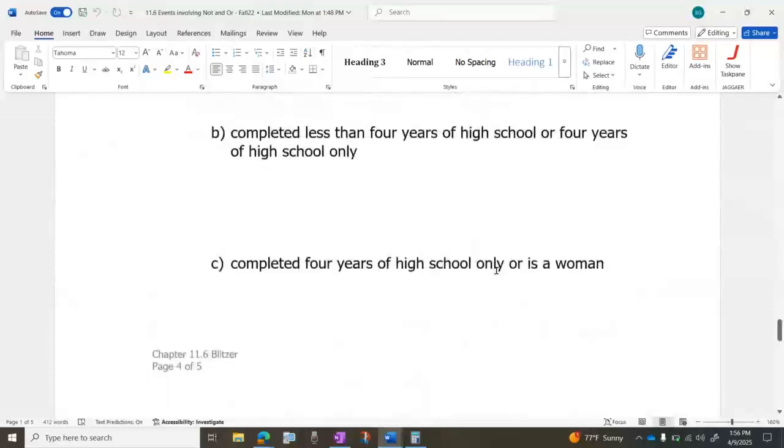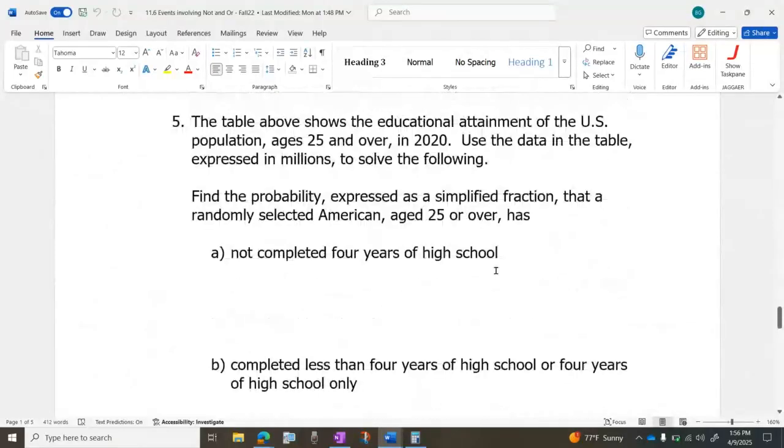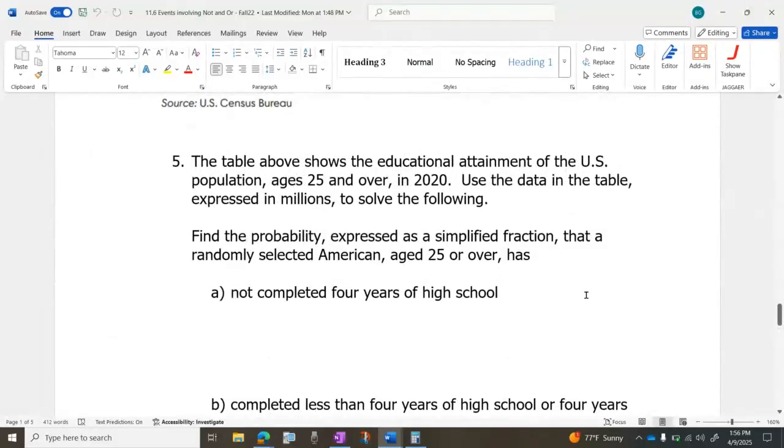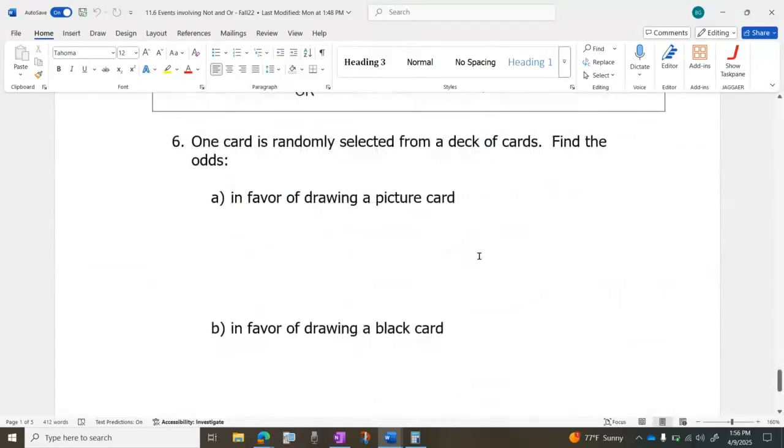We covered those already last time. Is this about the ratio, about the odds? No. Yeah, this is about odds. Okay, this one should be about odds. Number 6. One card is randomly selected from a deck. Find the odds in favor of drawing a picture card.